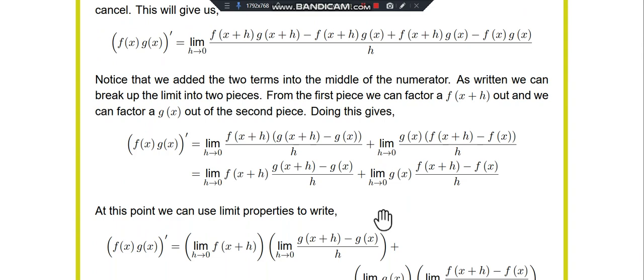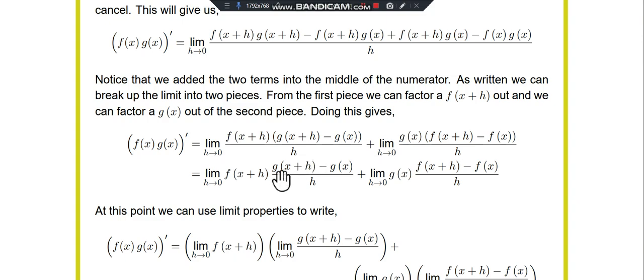In this case, you can separate these two together and these two together. Then you will have this. You factor out f of x plus h here, and here you factor out g of x. So you will get these two expressions.